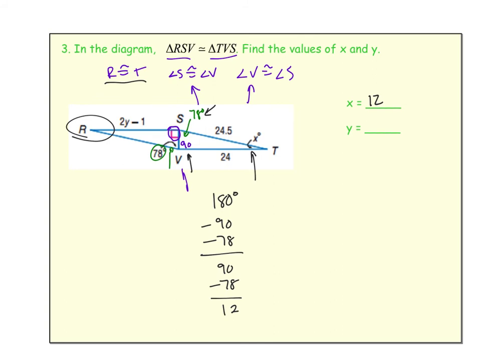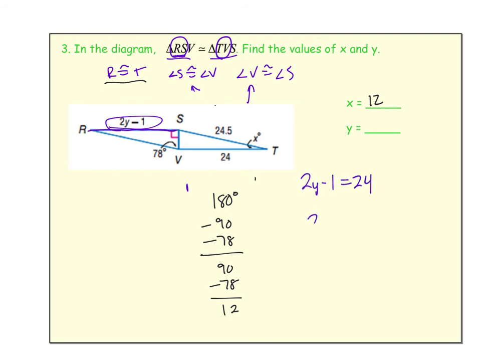So now for Y, Y is located right here, RS. Okay, RS, if I look up here, RS matches up to TV. So all this is saying is 2Y minus 1 equals 24. Okay, I realize I went a little quick there, but I'm just trying to move things along a little bit. So those two are going to be congruent. They match up, a little solving, and we're done.